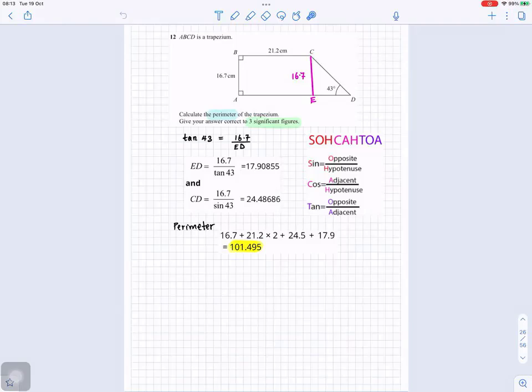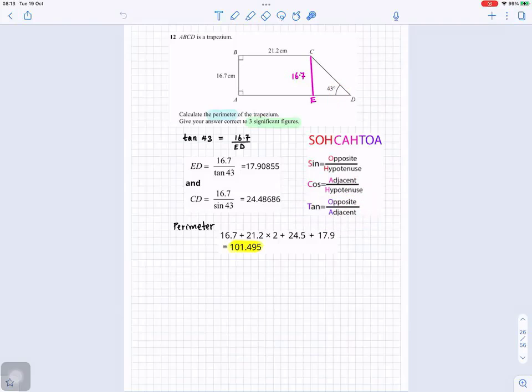So tangent of 43 degrees is opposite over adjacent. 16.7 there, 16.7 there, they're the same. Opposite is 16.7, adjacent is ED, which is what we want to find. So we rearrange it. ED goes to the left, and we divide by tan 43. 16.7 divided by tan 43 gives you 17.9. We are using the formula in SOHCAHTOA, and we are using tangent. So we use that angle, so that's the opposite and that's the adjacent. So we use O and A.